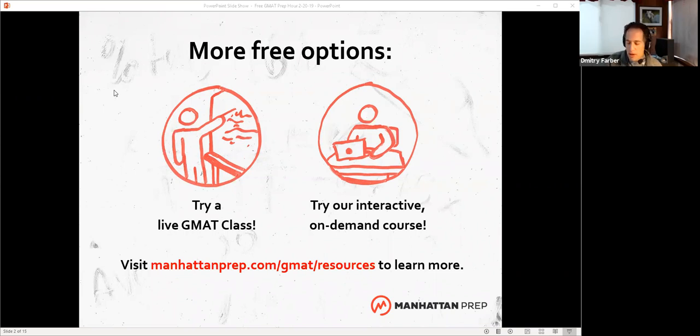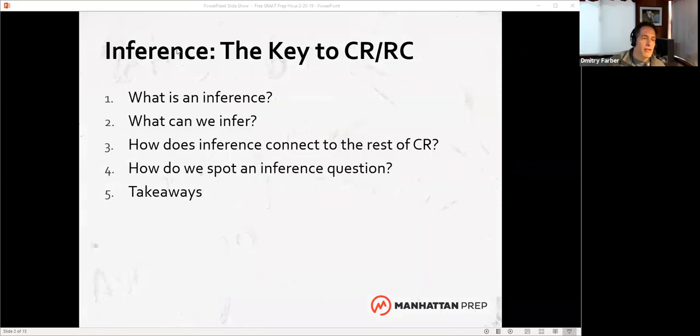So that's really important on the quant side. In verbal, critical reasoning and reading comp both ask you for inferences directly. But you also see a lot of questions where inference is important, like an assumption question, and that's what we're going to talk about today. So the idea is basically run through these things. Make sure we know what an inference is. Look at what we can legally infer, what makes sense to infer, and then see how we can connect it to the rest of CR.